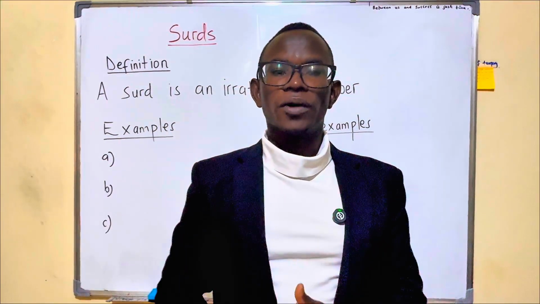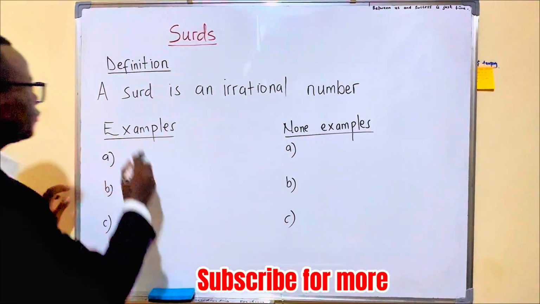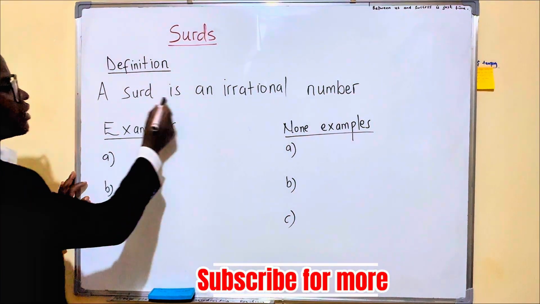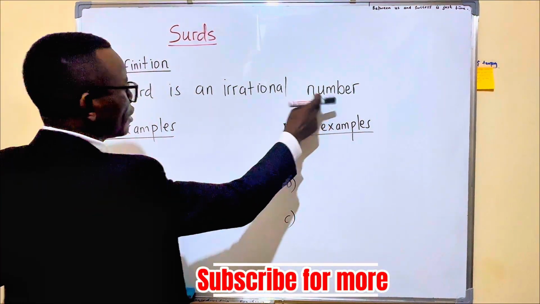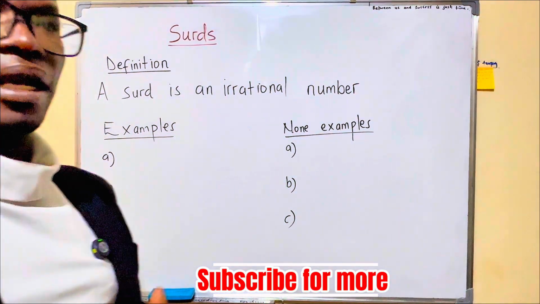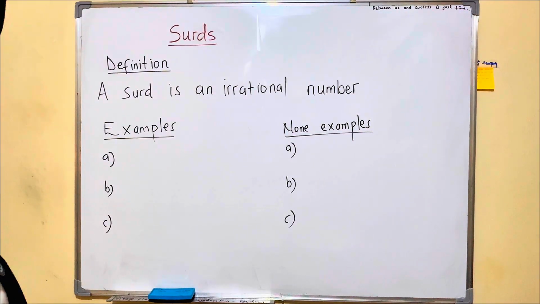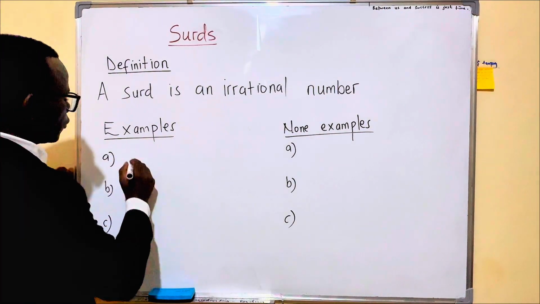Now some of you are wondering, what is a surd? By definition, a surd is an irrational number. When we talk about an irrational number, we talk about a number which cannot be expressed as a fraction. For example, the square root of 2.